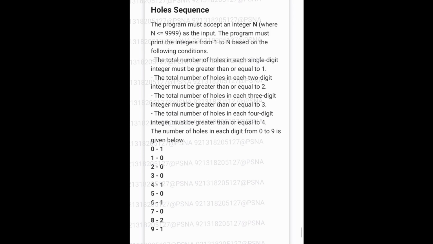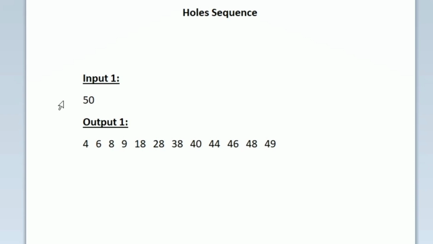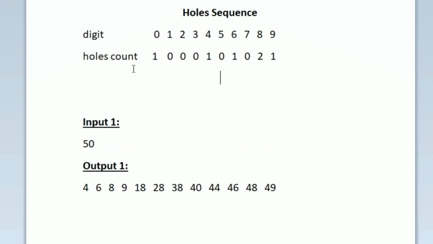This is the question asked in today's SkillTrack Daily Challenge. In the first line of our input, we will be given an integer n as input. Here n is equal to 50. For all the integers from 1 to 50, we have to print the valid integers. There are some conditions given in the question. If the integer satisfies that condition, then we have to print that integer.